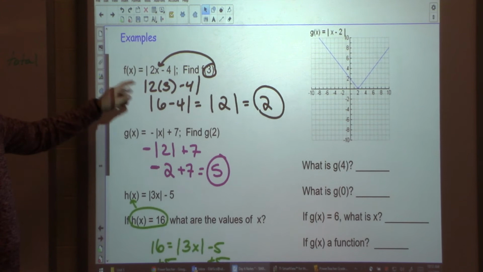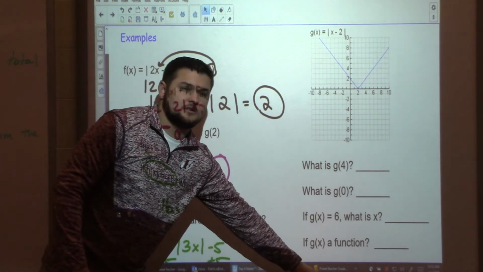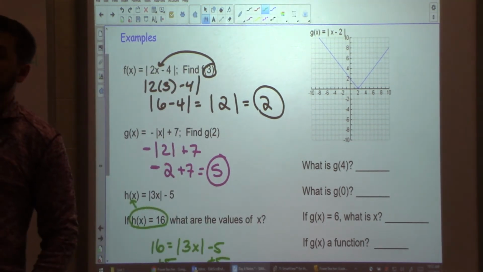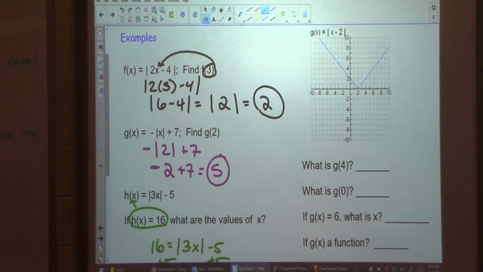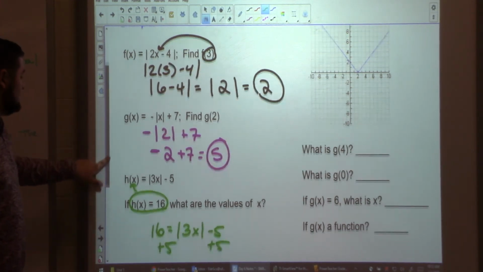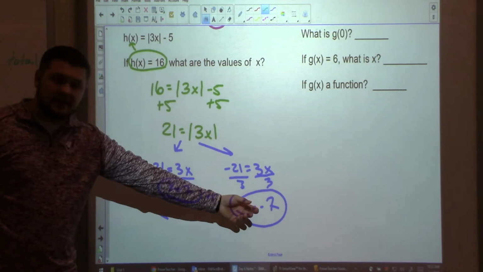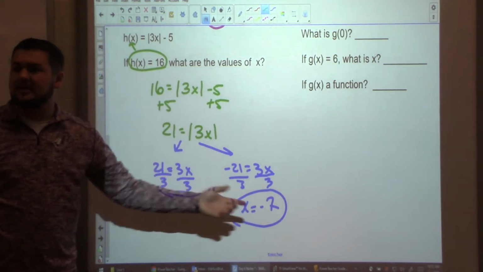Who thinks they can tell me what G of 4 is? Are you using your hand or no? No, why is it 4? Why is it or? Because can it equal 7 and negative 7 at the same time? No, it'd be one or the other.